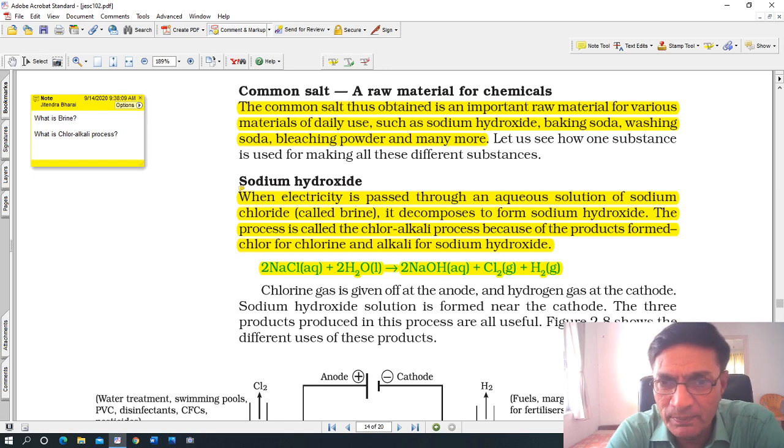Sodium hydroxide. When electricity is passed through an aqueous solution of sodium chloride, that is salt dissolved in water, and that concentrated solution is called brine, it decomposes to form sodium hydroxide. The process is called the chlor-alkali process because of the products formed: chlor for chlorine and alkali for sodium hydroxide.